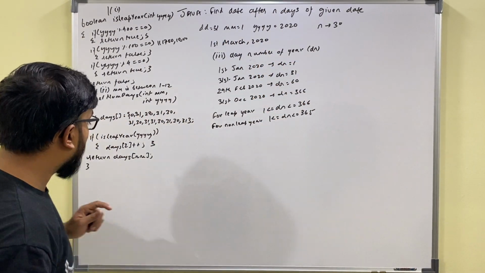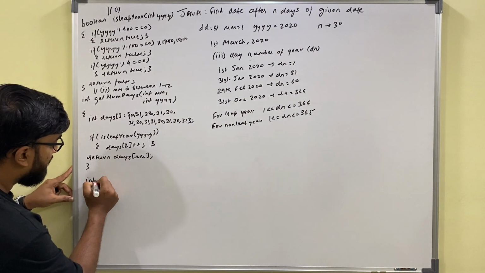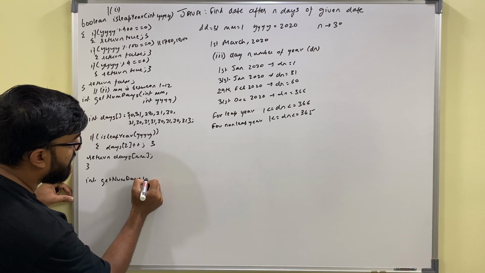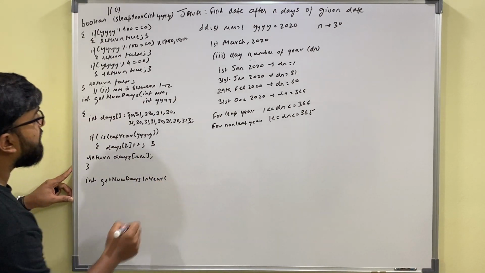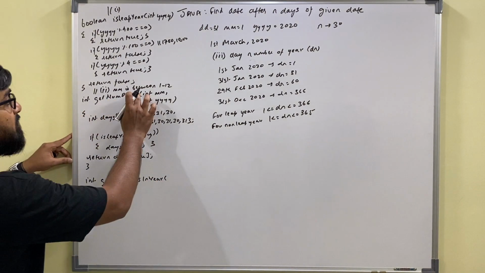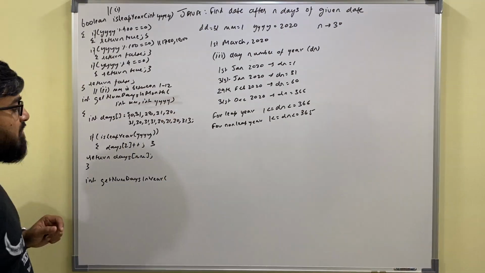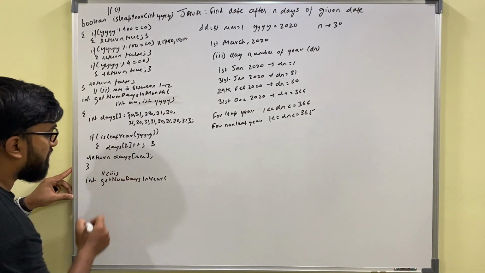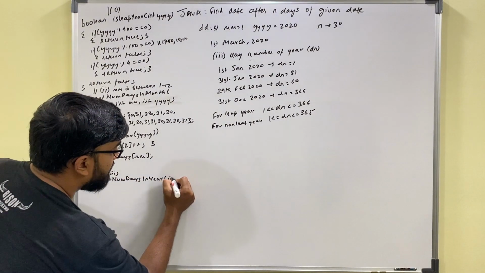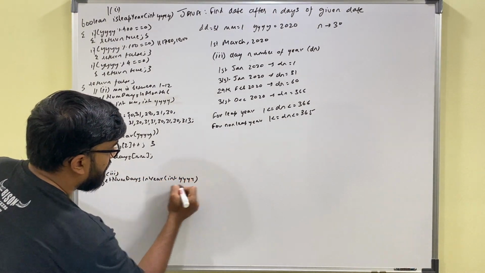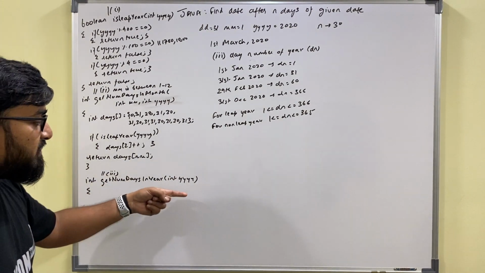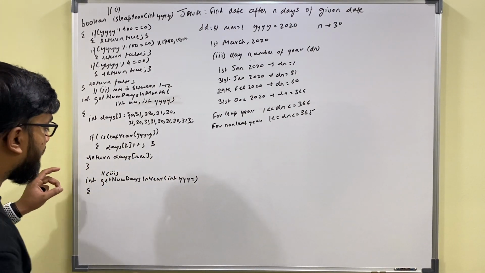I'm going to write one more helper method. I'll say int getNumDaysInYear. This is getNumDaysInMonth, so I'll change this. This is my third helper method. getNumDaysInYear takes in a year. Pretty simple. If this year is a leap year, I return 366. If this year is not a leap year, I return 365.